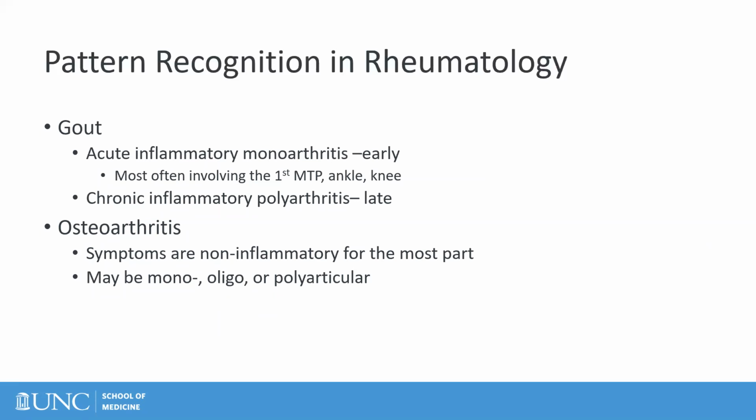Osteoarthritis symptoms are not inflammatory for the most part, although not always. There is a small subset of patients with osteoarthritis that may present with what we call inflammatory or erosive osteoarthritis in the hands, but again, usually in the DIPs and PIPs, so that pattern can help you. But osteoarthritis may be monoarticular, so in the case of a post-traumatic arthritis, or oligoarticular, or even sometimes polyarticular, can have many different patterns.